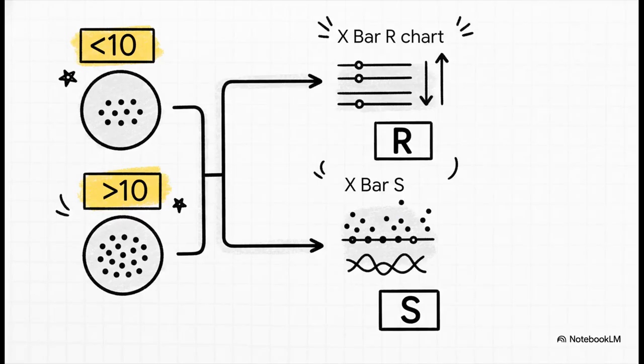So the obvious question is, what if your subgroup size is smaller? Let's say it's between 2 and 10. Well, then you make a change. The right tool for that job is the XBAR R chart, where the R stands for range. The range is way simpler to calculate, and for small samples, it's a good enough substitute for variation. But the second you cross that line to over 10 items, the S chart becomes so much more statistically powerful. Knowing which one to use when, that's a real mark of an expert.